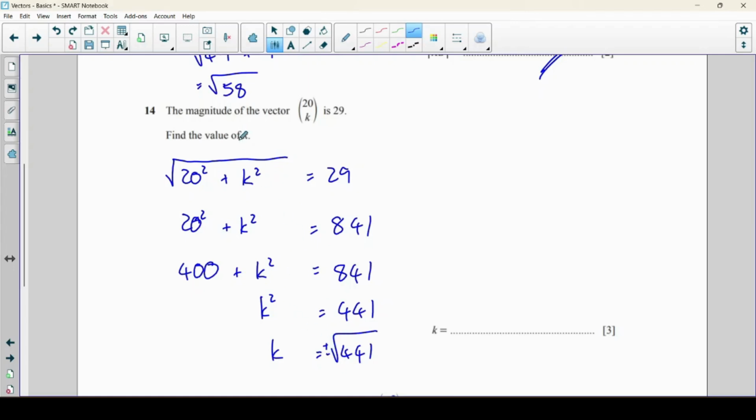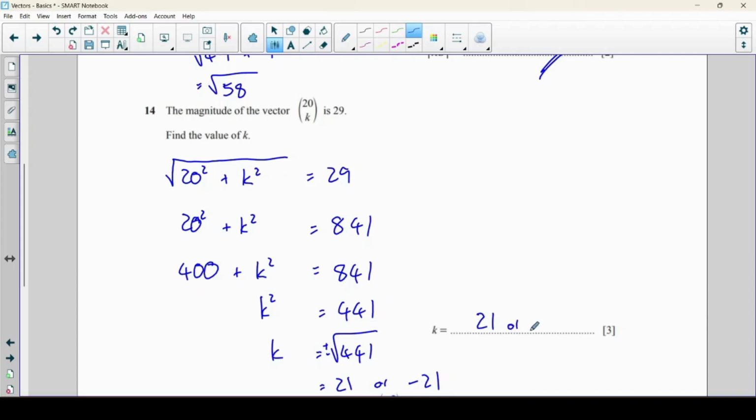Actually, it doesn't tell us that k has to be a positive number, so I guess that k could be 21, or it could be minus 21. There's no reason why it couldn't be a negative answer. The square root of 441 is 21, but it could be minus 21 as well.